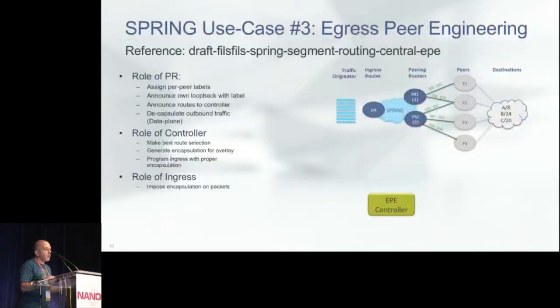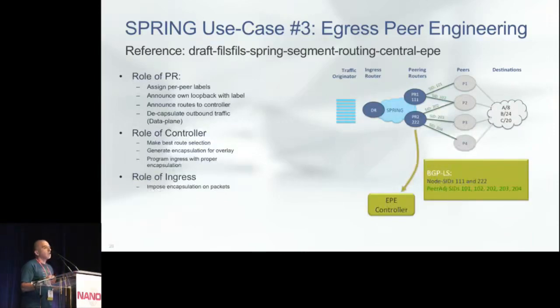So the way Spring would do that, and that's described in detail in this purpose-built draft, in this kind of solution you have three main components: the peering router, the controller, and the ingress. Most of the functionality in the peering router would use Spring to allocate segments to these peers. There are going to be individual, unique segments to each peer. Those are going to get announced to the controller. The controller is going to make its best path selection, and it's going to impose that best path selection on the ingress of the traffic, either host or ingress router.